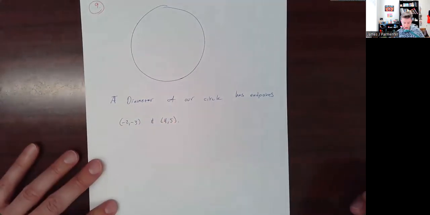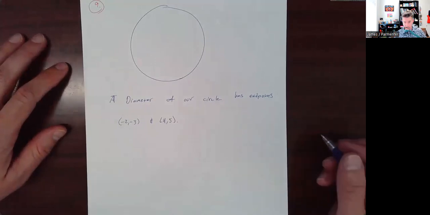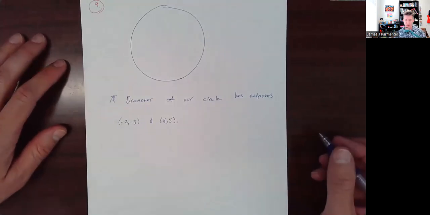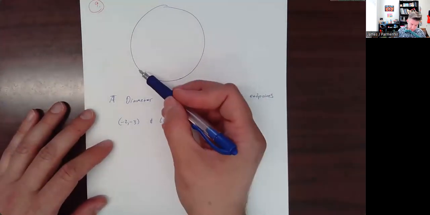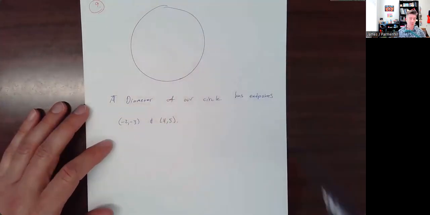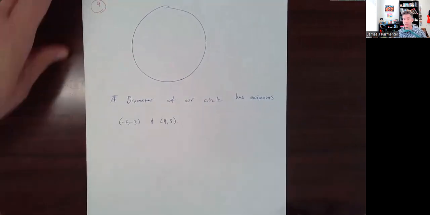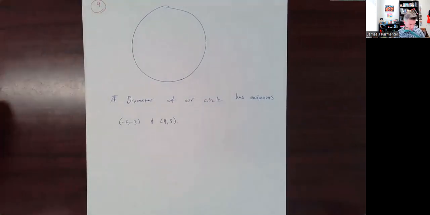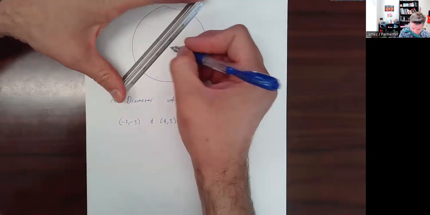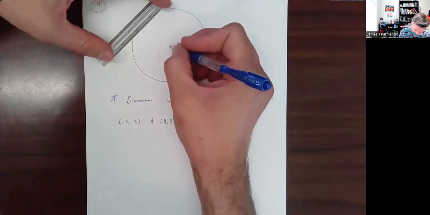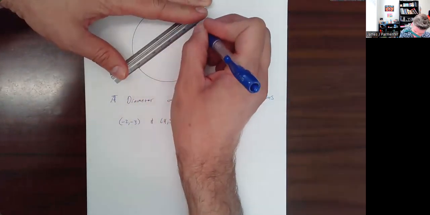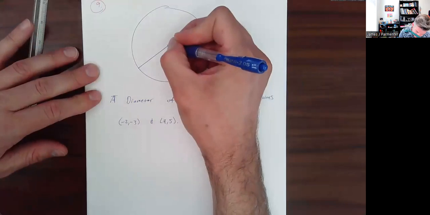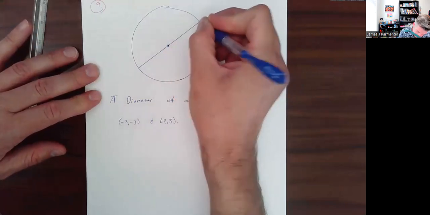So first of all, what is a diameter of a circle? The diameter is a segment that goes from one side of the circle to the other, and it happens to pass through the center. Other segments that do that are called chords, I think, but a diameter goes from one end of the circle to the other and passes through the center. So let's say the center is right there. So here is a diameter. There's my center. There's my endpoints.